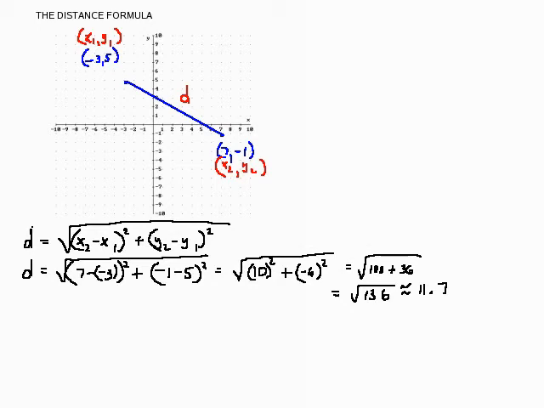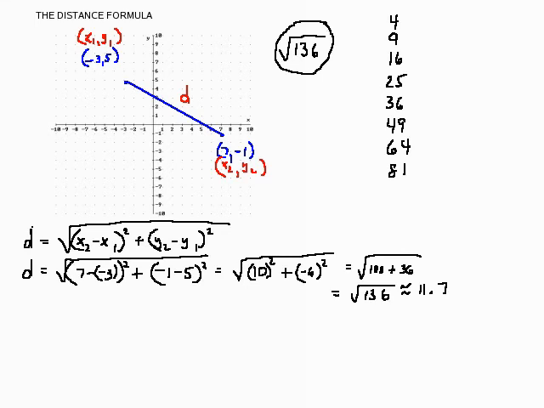Okay. Now, can we simplify the square root of 136? Let's take our perfect square numbers. 1 squared, 2 squared, 3 squared, 4 squared, 5 squared, 6 squared, 7 squared, 8 squared, 9 squared. I don't think any of those numbers go into 136 evenly. So they would consider this answer, the square root of 136, simplified radical form.